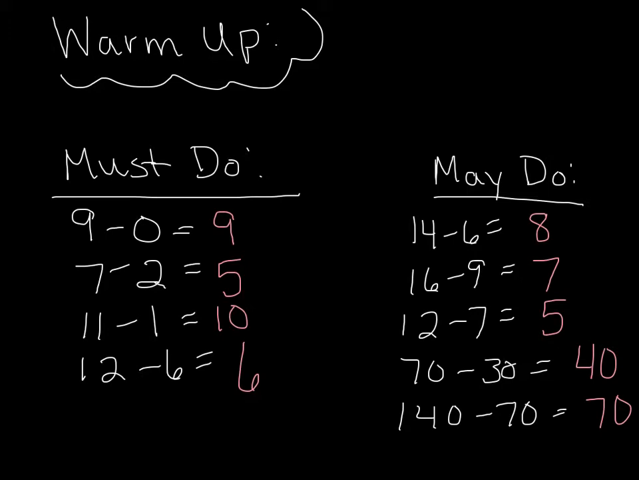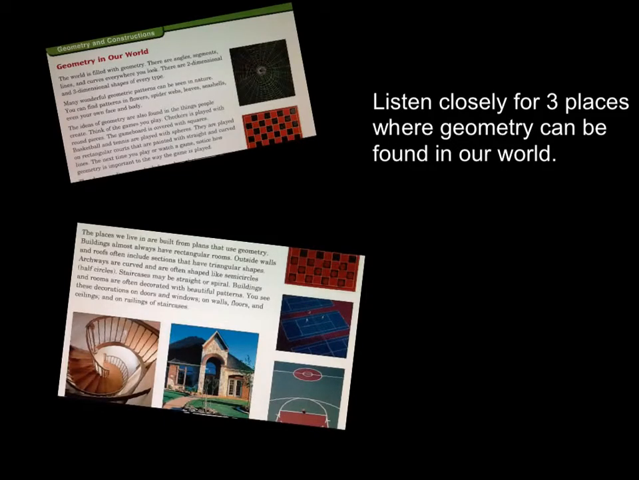Go ahead and erase your board and set your board, marker, and eraser down. We will know you are ready to continue when your hands are free and your eyes are up front. In this unit, we are studying geometry. Geometry is all about different shapes and patterns that are around us. I am going to go ahead and read from the math reference book. As I do, you need to listen closely for 3 places where geometry can be found in our world.